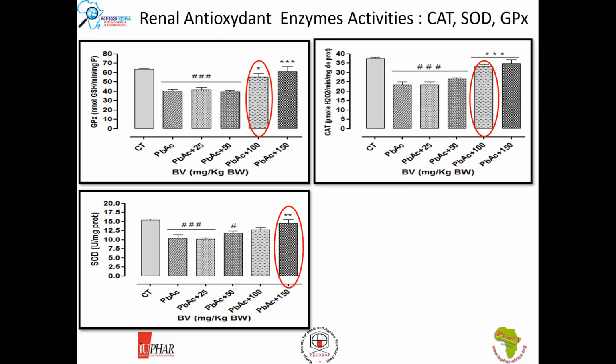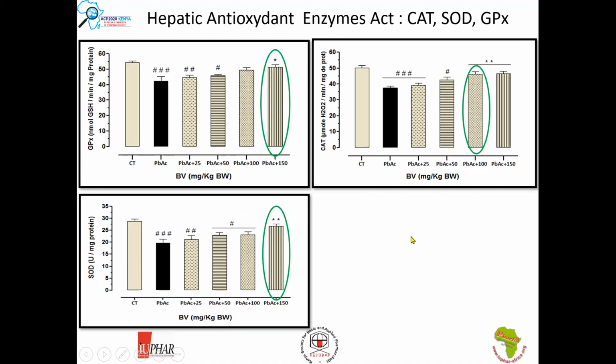In the kidney, GPX and catalase activities were increased from the dose of 100 and SOD 150. In liver, the GPX and SOD activities were increased from the dose of 150. The result is significant. And for catalase, from the dose of 100.